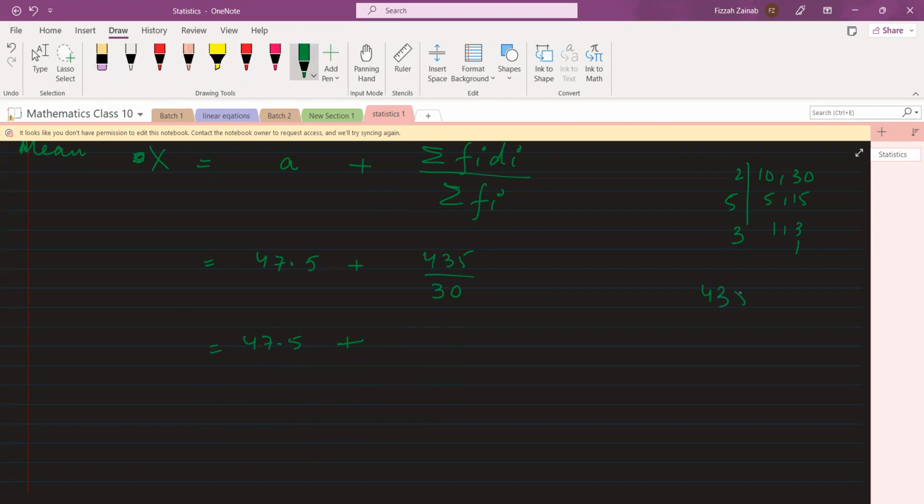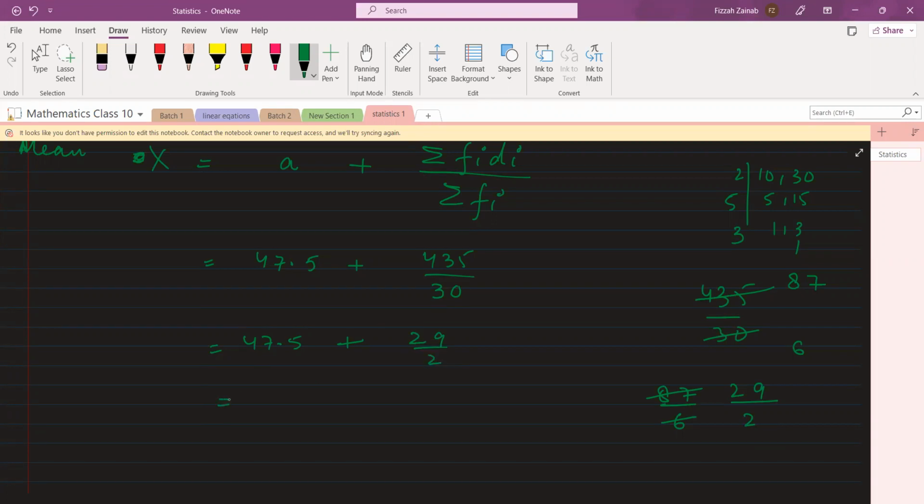So 435 divided by 30. First of all, reduce it by 5. 5 into 8 is 40, 35, 5 into 7, and 5 into 6 is 30. So you have got 87 by 6, which you can cut with the table of 3. 3 into 2 is 6, and then you have 27, 3 into 9 is 27. So finally I'm getting 29 by 2.